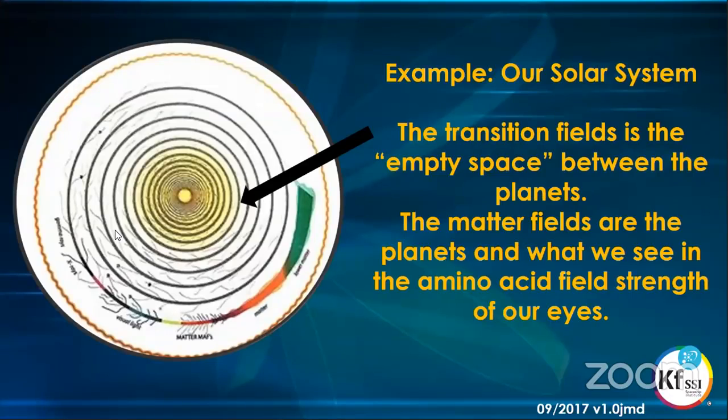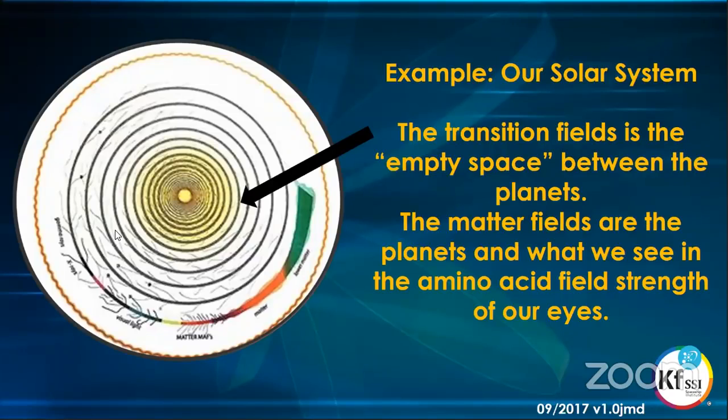It's in that space between the planets. And then the matter fields are the actual planets and what we see with our amino acid field strength of our eyes. So just always bear in mind that what we see out there is only because we are seeing in a very narrow range, that we do not see anything else beyond what our eyes can see. But it's just filled with the fields.